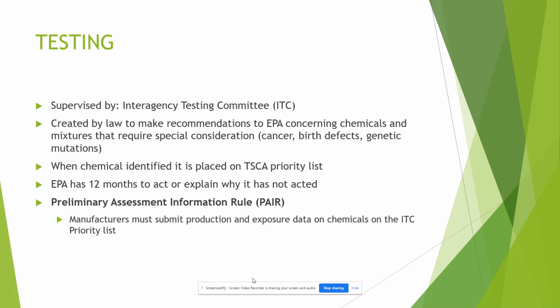And if the ITC identifies a chemical on the TSCA inventory with these kinds of potential problems, they put it on what's called the TSCA priority list. So the ITC puts one of these potentially bad chemicals on the TSCA priority list. And then once it's placed on this priority list, the EPA has 12 months to either act on, limiting it or controlling it, or explain why it hasn't acted. Okay?